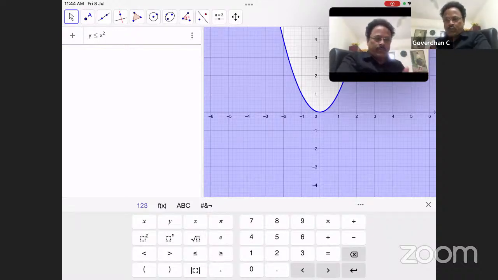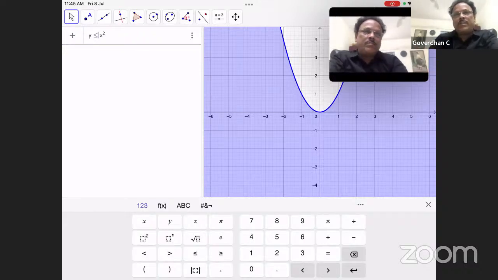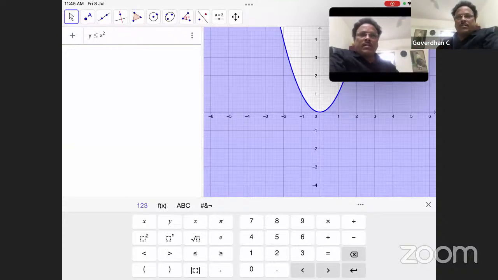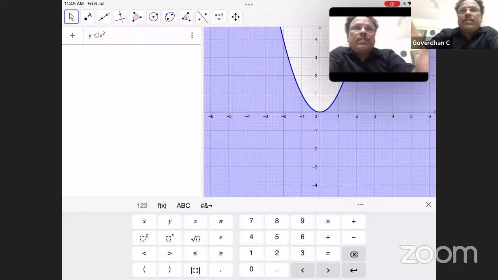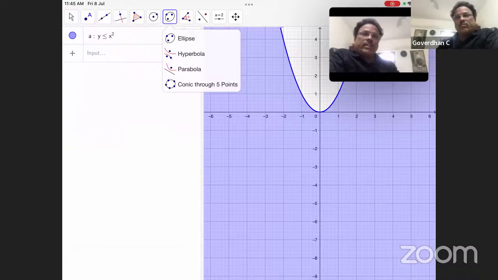Most of the time, geometry is something which can be seen. Algebra is something which can only be felt. It's there in the abstract. Algebra is abstract, while geometry can be seen and felt. When the clear-cut link is established between algebra and geometry, people may get thrilled because every algebraic equation will have something to do with a physical object. This physical object can be visualized by means of some simple inequality, y less than or equal to x. There are several other tools here. For example, if I look at this icon, you can draw ellipse, hyperbola, parabola, and conic through 5 points.